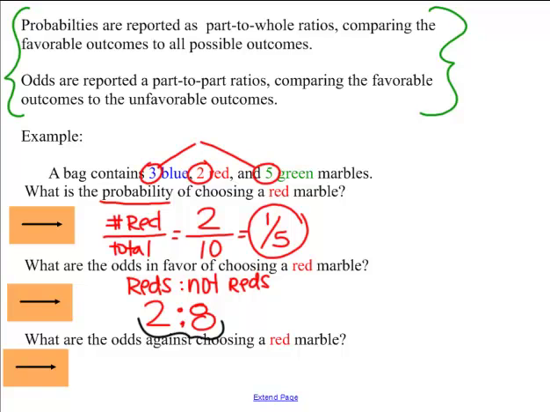So the next one, what are the odds against choosing a red marble? So this one's exactly the opposite as the one before it. We want to not choose a red marble. So the number of ways that we can not choose a red marble is 8. And then the number of red marbles in there is still only 2.